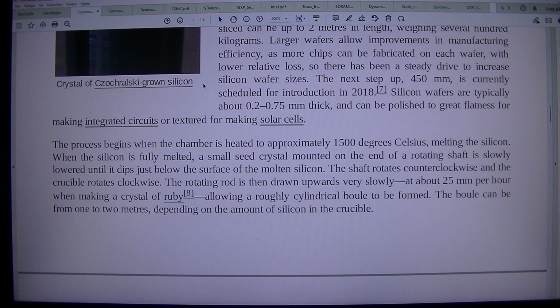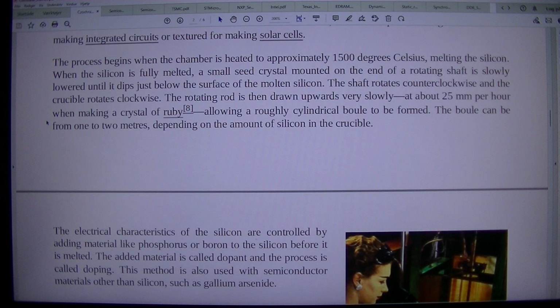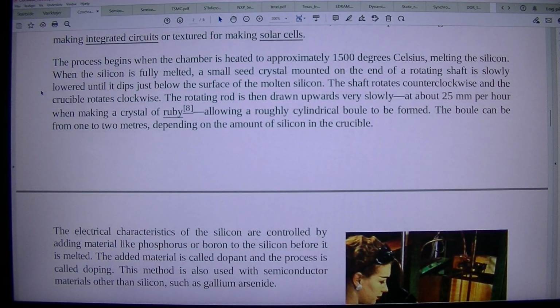Silicon wafers are typically about 0.2 to 0.75 mm thick, and can be polished to great flatness for making integrated circuits or textured for making solar cells. The process begins when the chamber is heated to approximately 1500 degrees Celsius, melting the silicon. When the silicon is fully melted, a small seed crystal mounted on the end of a rotating shaft is slowly lowered until it dips just below the surface of the molten silicon. The shaft rotates counterclockwise and the crucible rotates clockwise. The rotating rod is then drawn upwards very slowly, at about 25 mm per hour when making a crystal of ruby, allowing a roughly cylindrical boule to be formed. The boule can be from 1 to 2 meters, depending on the amount of silicon in the crucible.